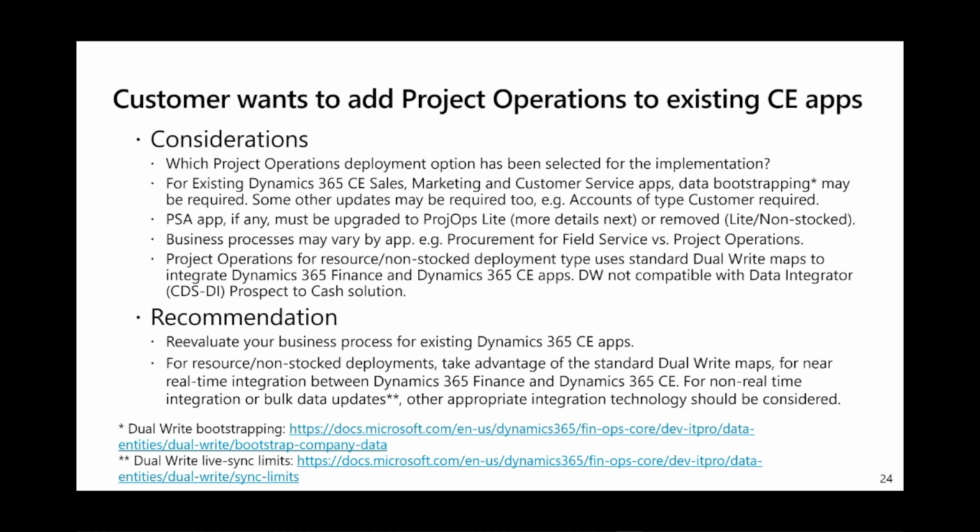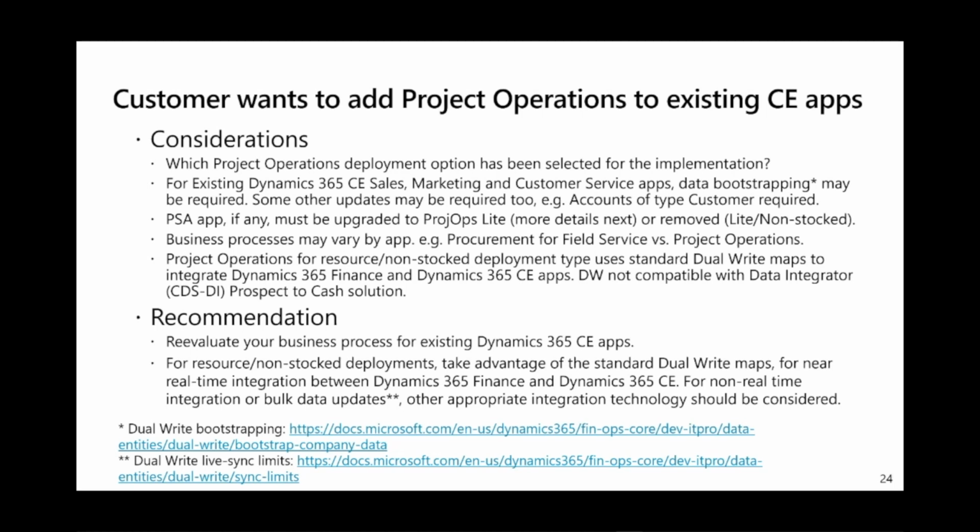Anyway, the general recommendation is reevaluate your business process for your existing Dynamics 365 customer engagement apps. Don't just restrict your conversation around business process to project operations, because you may be having some impact on those other processes too. And secondly, for resource or non-stock deployments, take advantage of the standard dual write maps for the near real-time integration it provides between the finance and operations and the customer engagement, the Dataverse platforms.